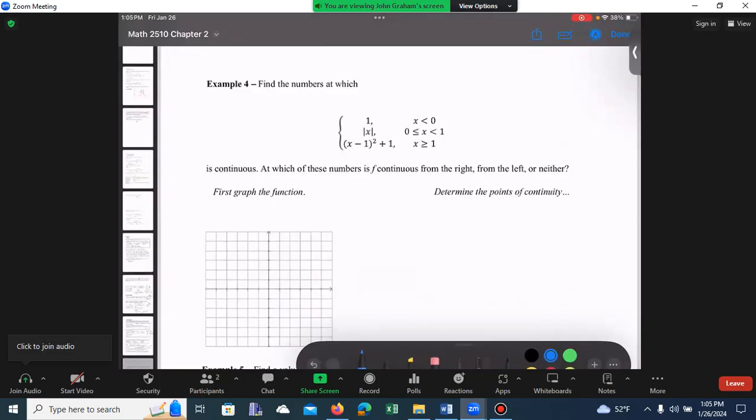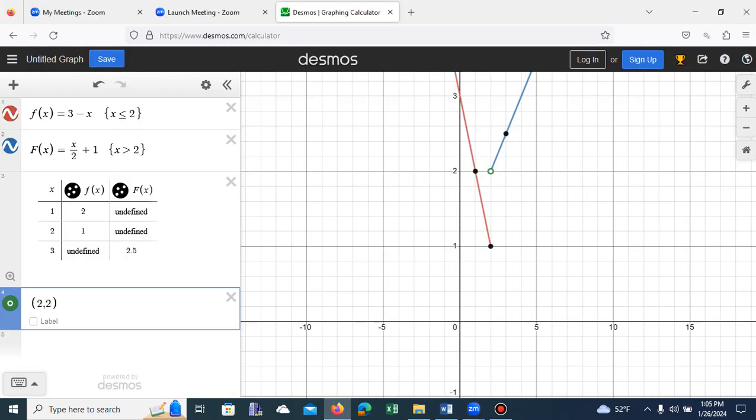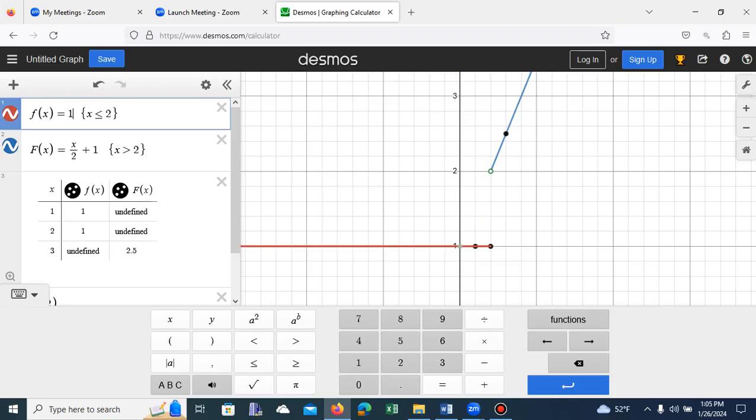All right, so we want to find the numbers at which this function, piecewise function, is continuous. At which of these numbers is f continuous from the right, from the left, or neither? So what we're going to do, we're going to graph this. Run Desmos. It's just a piecewise function. So that's equal to 1, x is less than 0. Then it's absolute value of x.